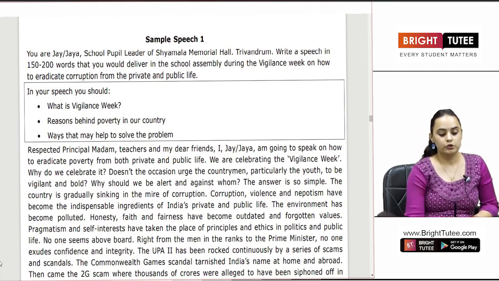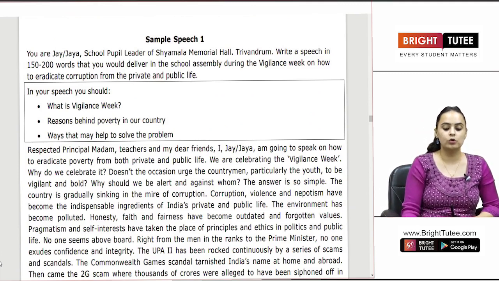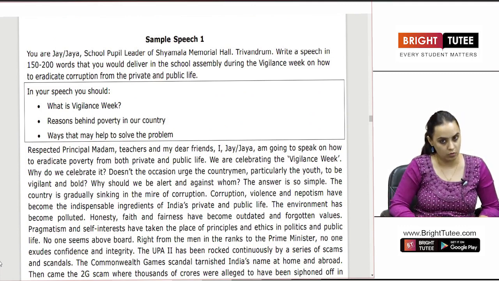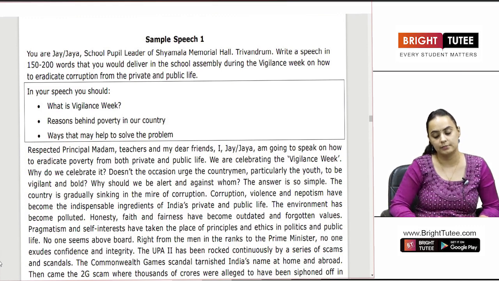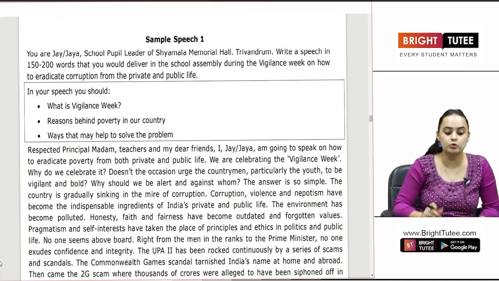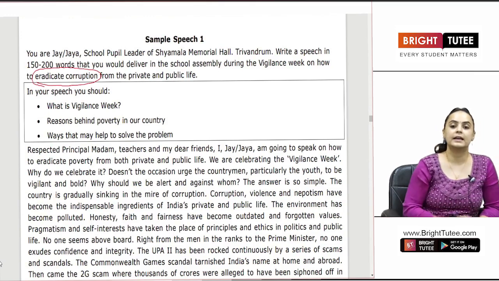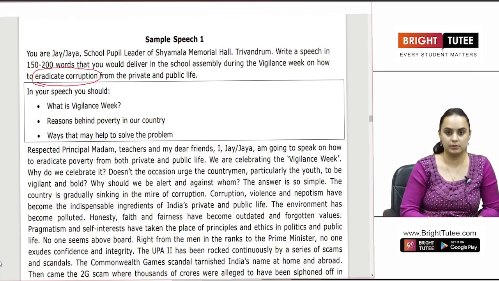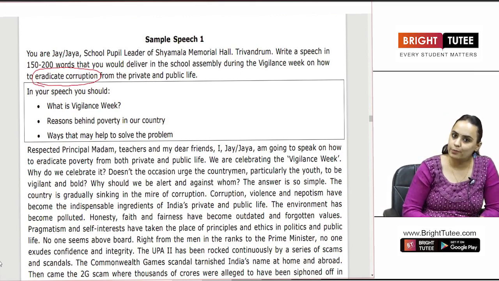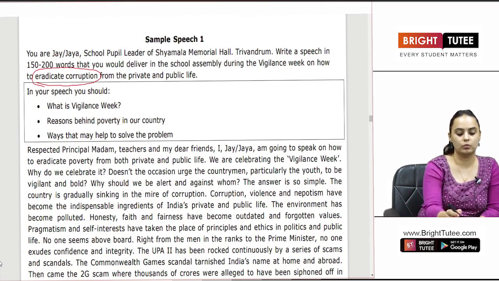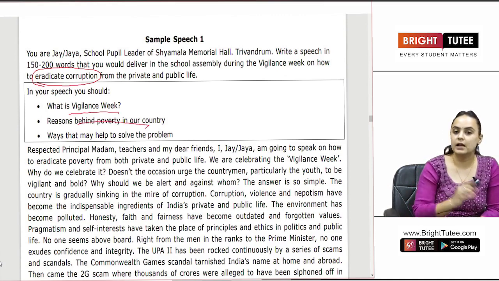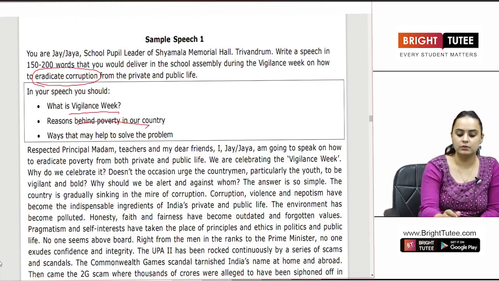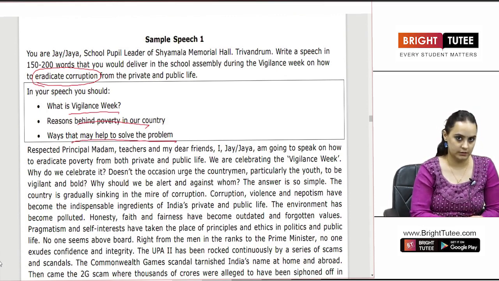So, you are Jay or Jaya, school pupil leader of Shyamala Memorial Hall, Trivandrum. Write a speech in 150 to 200 words that you would deliver in the school assembly during the Vigilance Week on how to eradicate corruption. Eradicate, remove corruption from the life of the people. Now, what are the points that you need to include in your speech? What is a Vigilance Week? What do we mean by Vigilance Week? What are the reasons behind poverty in our country? And what are the ways in which we can solve this problem?